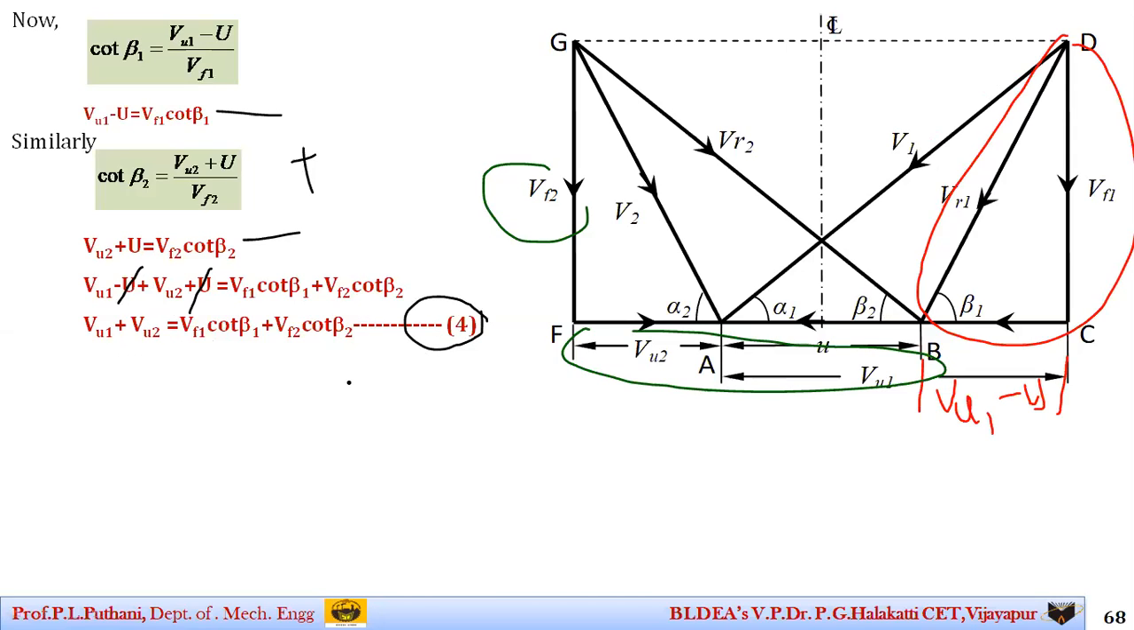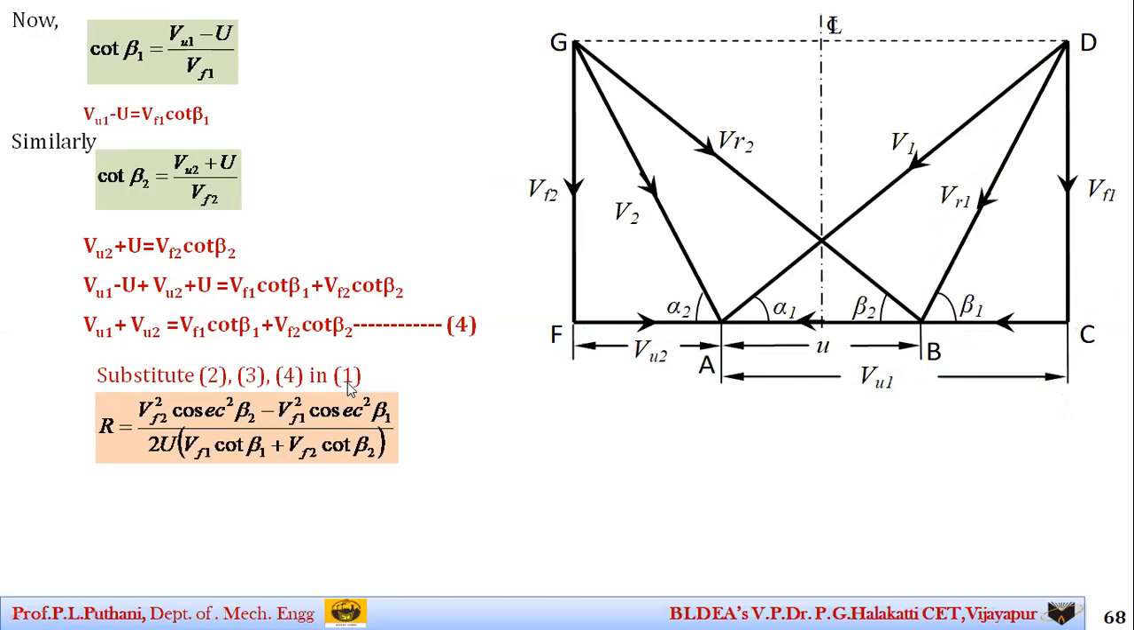Already we have derived the values of Vr1 and Vr2 in equation 2 and equation 3, and we have got the value of Vu1 plus Vu2. Both these together I can substitute in equation number 1, where I have written the degree of reaction R. So the next step is to substitute all these equations 2, 3, 4 in equation 1. We get it in this form.